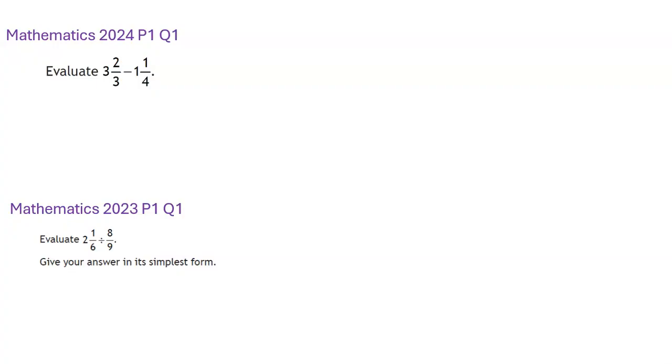So if I look at the whole number parts, I'll have 3 take away 1, which will give me 2. I'll then have 2/3 take away 1/4. Now remember, we have to have them over a common denominator in order to do this. There are two methods for doing that: the kiss and the smile, or looking at the denominators and just cross multiplying the fractions.